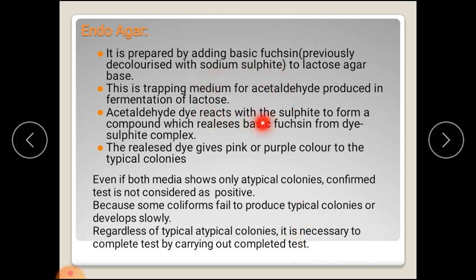Means the results in the confirmed test, they are confirmed, they are positive. But even if they are not positive, there are some colonies of E. coli that are slow growing, so the colonies are produced late. So regardless of whether the colonies are produced or not, or whether they are typical or atypical, we have to perform the last step of the test, that is the completed test.